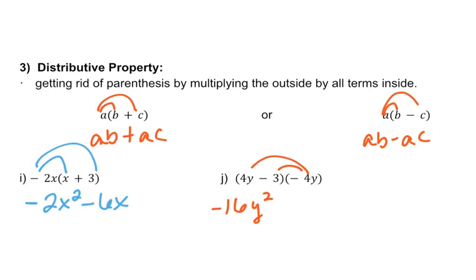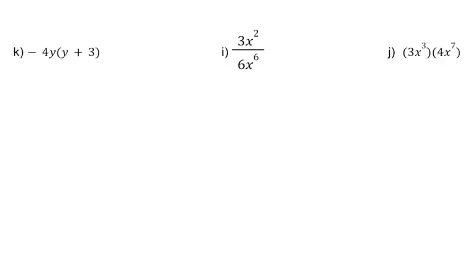-4y times -3 would be positive 12y. That's it. Can't combine those, y squared and y, so you just leave it. Okay, let's practice these, a little bit of everything. If you want to pause the video and try it, you should, then get back to it. So -4y times y is -4y squared. -4y times 3 is -12.